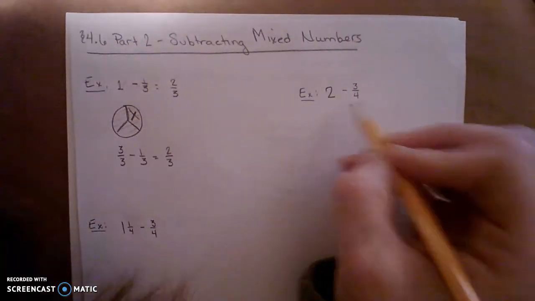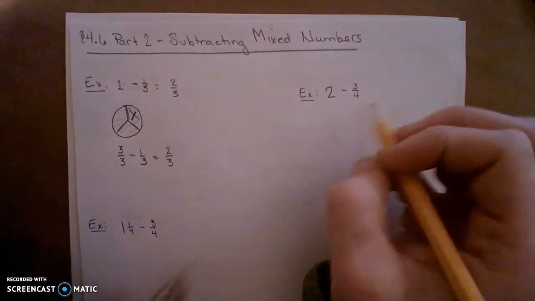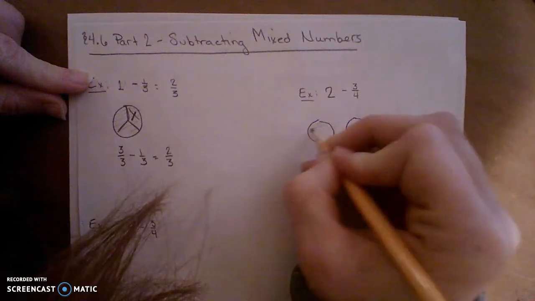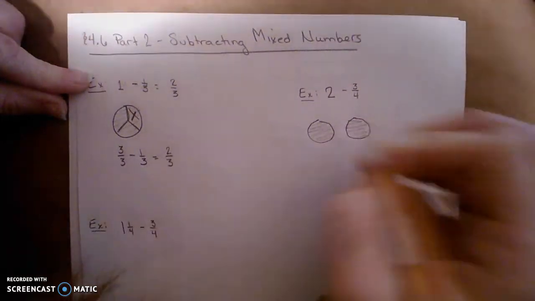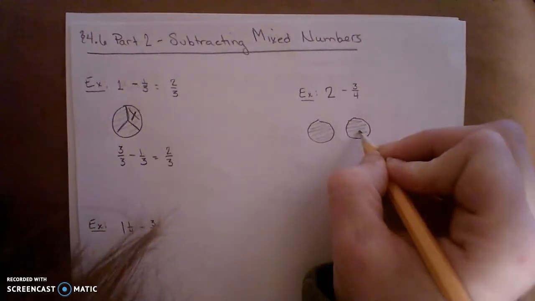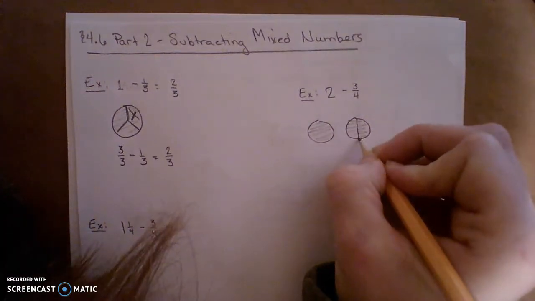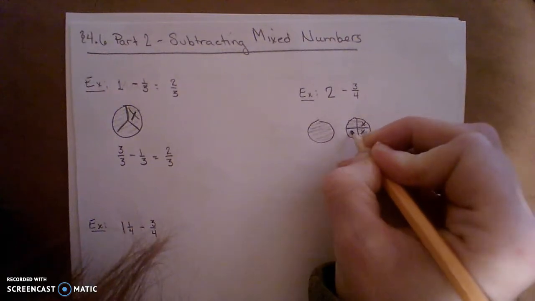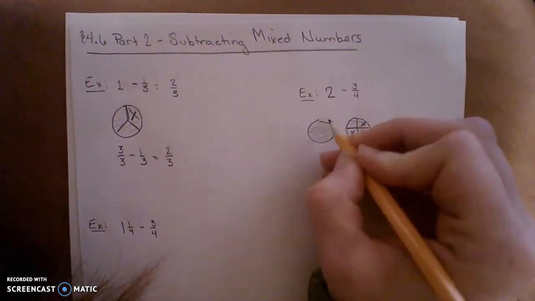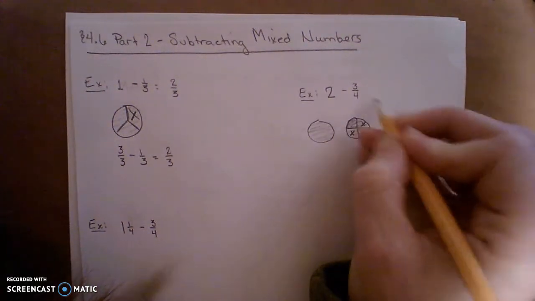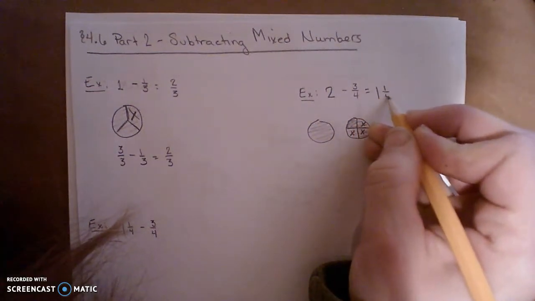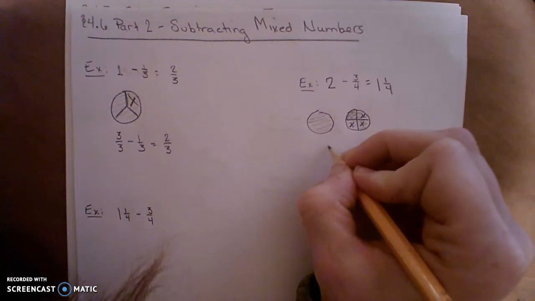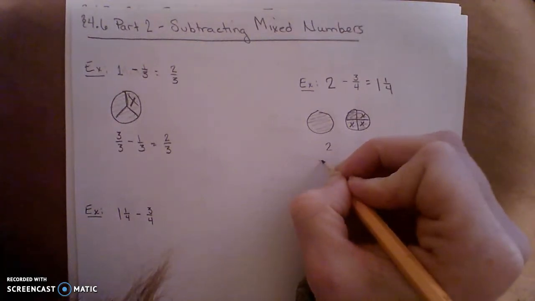All right, now let's do 2 take away 3/4. I have 2 wholes, and I'll give you different ways of thinking about this problem. One way is to say, I have 2, I'm going to take away 3/4, so one of those wholes I'll chop into 4 equal sized pieces and take away 3 of them so that I'm left with 1 whole and 1/4 still. So 1 and 1/4.